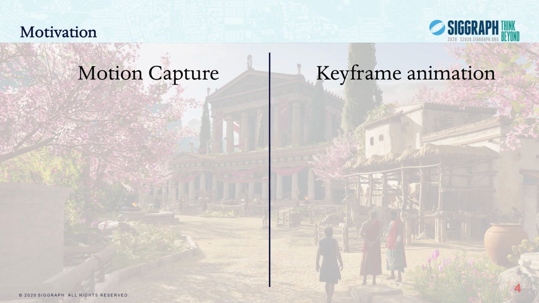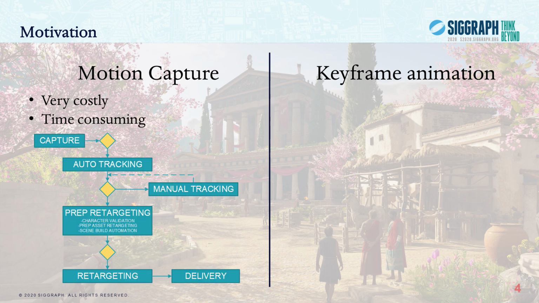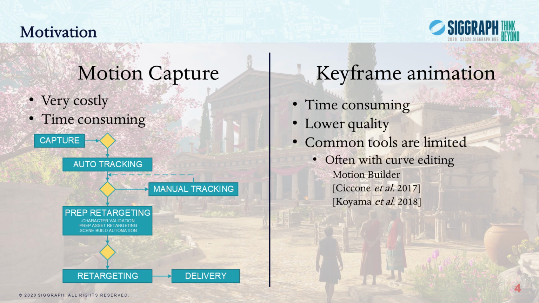Motion capture offers a great fidelity of human movements, but is very costly and time-consuming due to the infrastructure and pipeline steps required. Keyframe animation is also highly time-consuming, and the obtained quality is often lower than when capturing actor movements through mocap. This is due to the limited tools accessible for keyframe animators that are often based on curve editing. Our goal is to build a data-driven system that can bridge the gap in quality between the approaches while reducing the workload of animators with an automatic motion in-betweener.